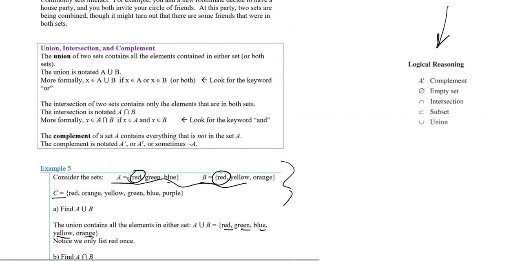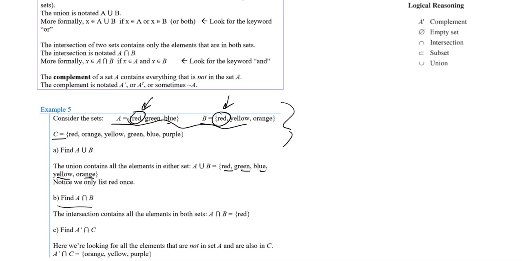So what do you think without looking at your notes? Red. Yeah, I kind of showed that already, right? Red's the one that intersects. They both have red. So A intersection B would just be the element red.